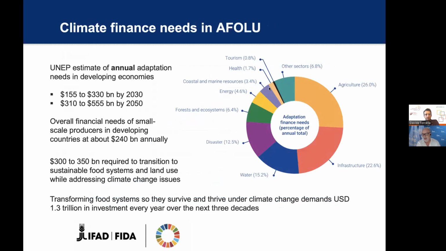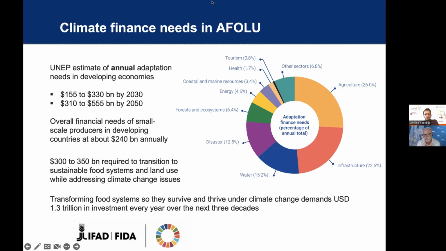Okay, next slide. Yeah, so climate finance needs for agriculture, forestry, and other related land uses, AFOLU. And you can see here the UNEP estimates annual adaptation needs in developing economies is around 330 billion at the top end by 2030, which David kindly reminded us is tomorrow. And after that, even more, up to $500 billion a year. And that's a lot of money. And you can see in the pie chart to the side, agriculture is a big chunk of that. Infrastructure is another big chunk of that. But agriculture is the biggest.